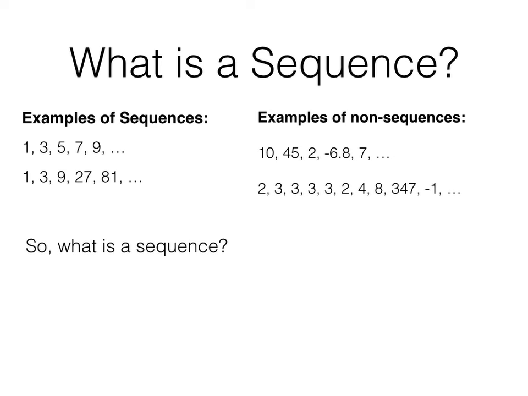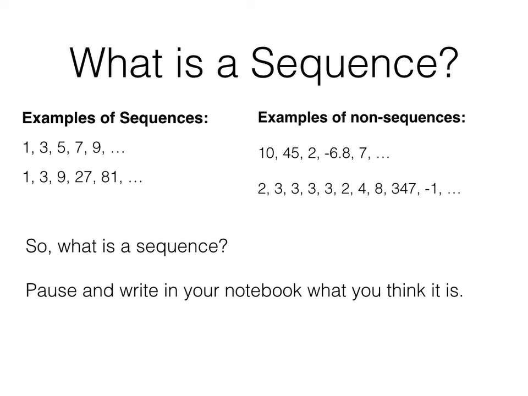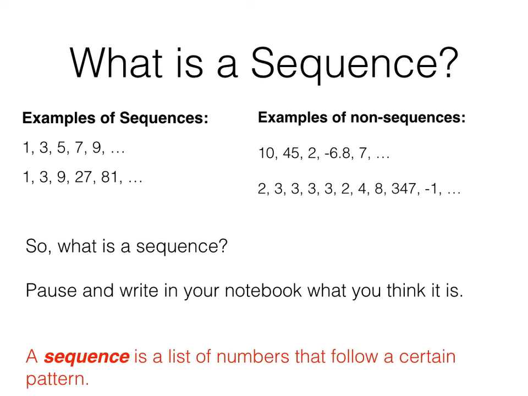Go ahead, answer it. What's a sequence? No, really, pause and write in your notebook what you think it is. I'll be checking. So a sequence is a list of numbers that follow a certain pattern. There has to be a pattern to the numbers in order for it to be considered a sequence.